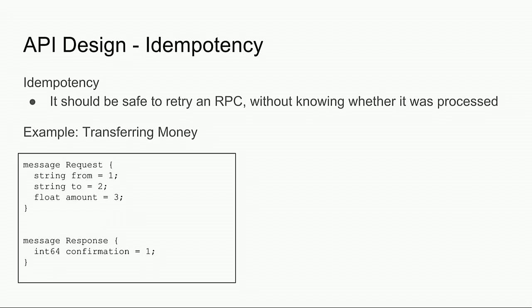So for example, if you're transferring money and you have an RPC to initiate that, this example request and response shows that you can provide some basic information, a sender, a recipient, and an amount of money to transfer. But obviously this is bad because when you perform this RPC, if there's some kind of an error like a deadline exceeded, you don't know whether or not the money's been sent. So as a client, you could retry it. Now that'll result in multiple transactions happening.